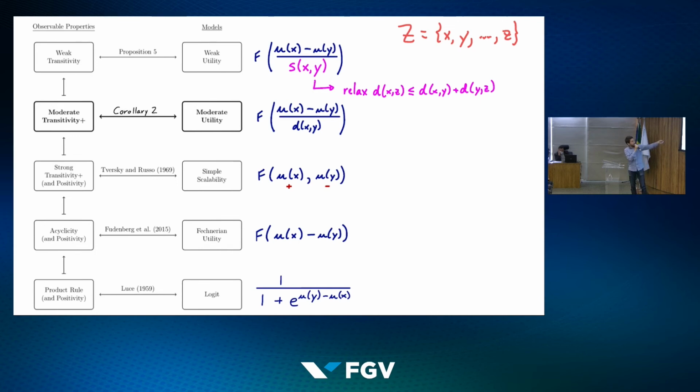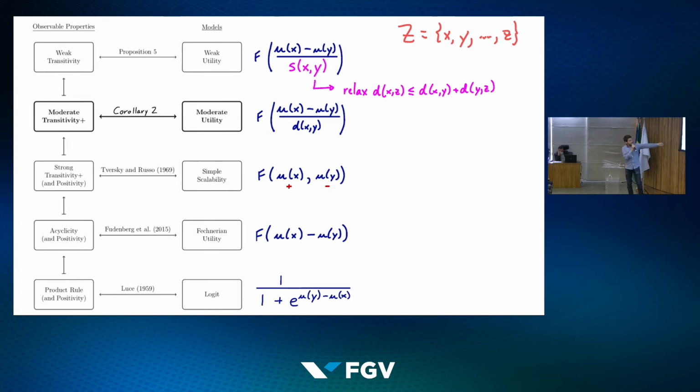And in one of our applications, we show that this is equivalent to being moderately transitive. And now we have the complete staircase in order of generality. You can impose something stronger, which is strong transitivity plus, and it was known by Tversky and Russo. There was a characterization of a model they called simple scalability, where you don't have a distance and you just have an F that depends on the utility of X and the utility of Y.